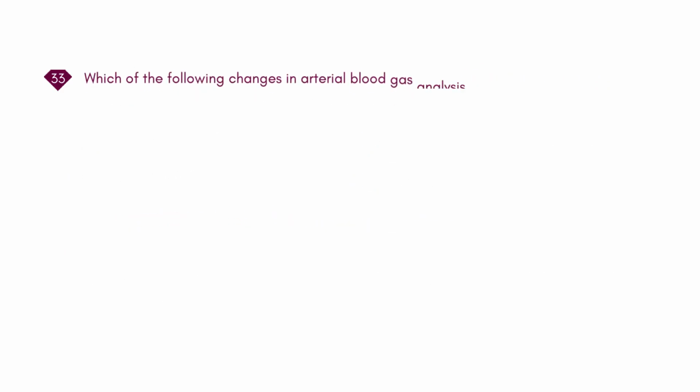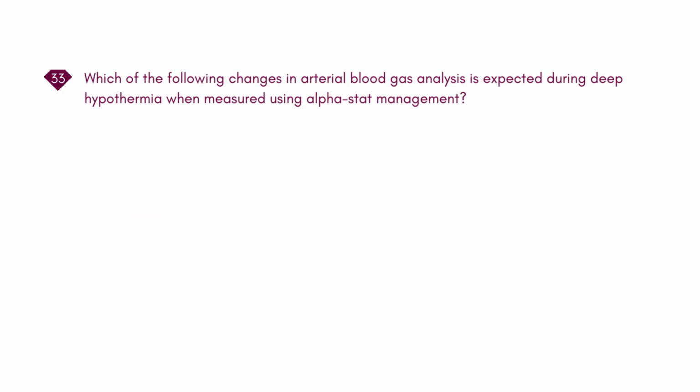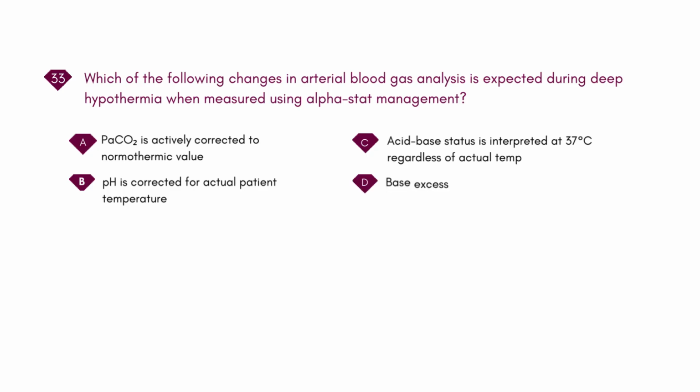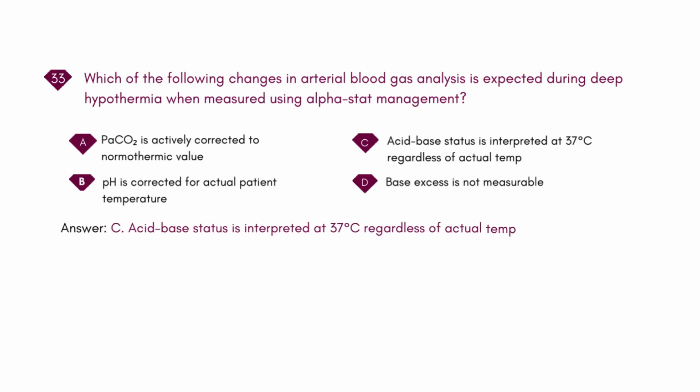Which of the following changes in arterial blood gas analysis is expected during deep hypothermia when measured using alpha-stat management? A. PaCO2 is actively corrected to normothermic value. B. pH is corrected for actual patient temperature. C. Acid-base status is interpreted at 37 degrees Celsius regardless of actual temp. D. Base excess is not measurable. Answer: C. Acid-base status is interpreted at 37 degrees Celsius regardless of actual temp.